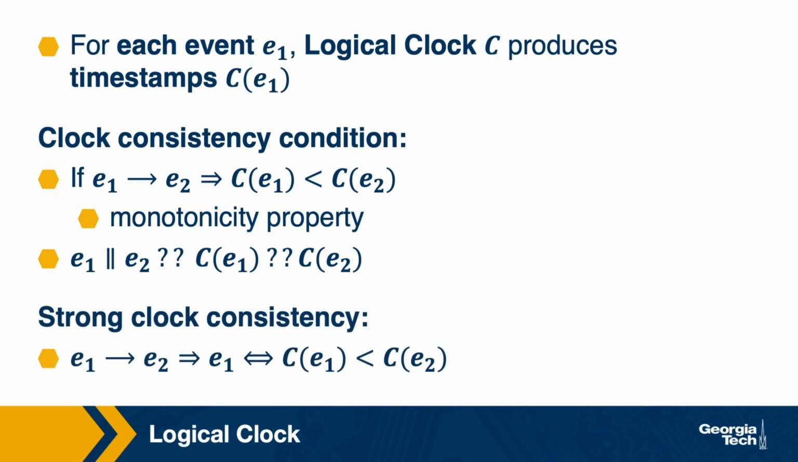When we think about real clocks, we know that if the timestamp of one event is greater than the timestamp of another event, then the first event happened later in time than the second event. Logical clocks that give us this guarantee, that when we look at the timestamps only, we can uniquely determine which event happened before the other, we call such clocks as satisfying a strong clock consistency property.